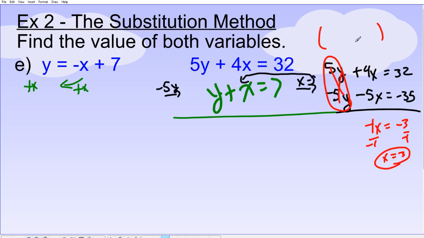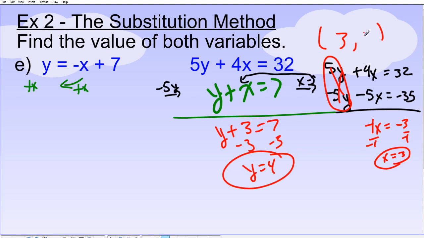So I know in my solution the x value is 3. To find the y, I can plug this 3 into any of the equations I have. I'm going to use this guy because he's easy and he's right here. So y plus 3 equals 7. Remember, my x value is 3. If I subtract 3 on both sides, y is equal to 4. Solution.